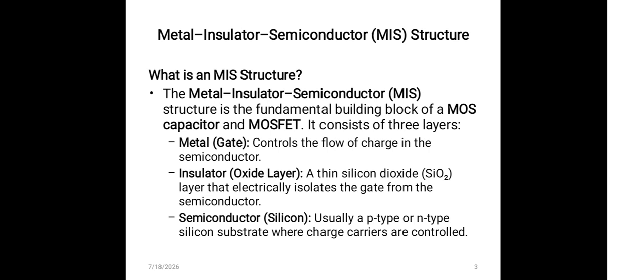It consists of three layers. The first layer is a metal layer which acts as a gate terminal. The insulator uses silicon dioxide. Electrically, it is used for isolating the gate from the semiconductor. That is why it has high input impedance when compared with bipolar transistors.